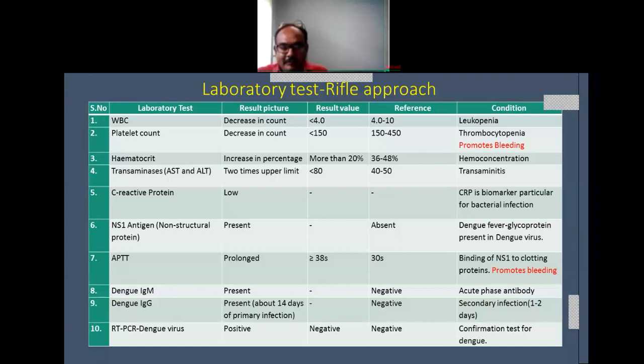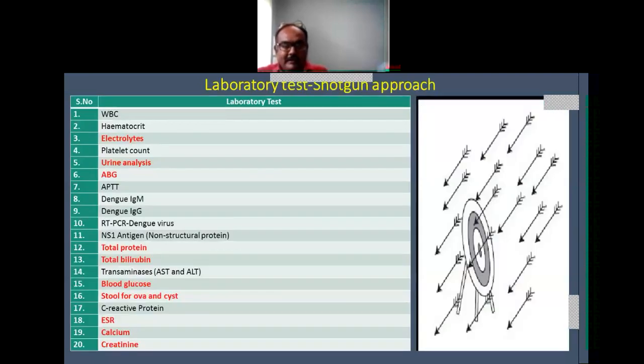Next. This is the shotgun method. Instead of doing WBC, hematocrit, platelet, APTT, dengue IgG, IgM, we can do urine analysis, electrolytes, ABG, total protein, bilirubin, whatever it may be, it won't work. Next.